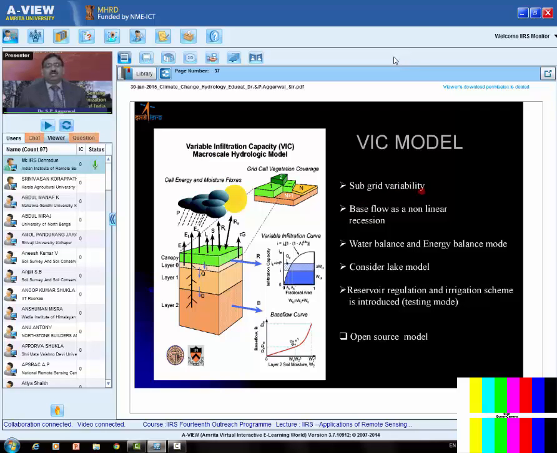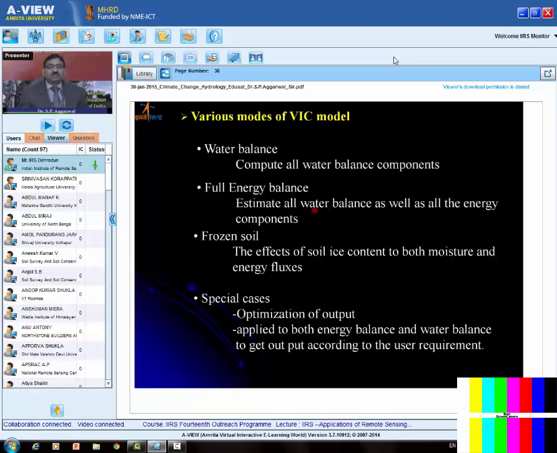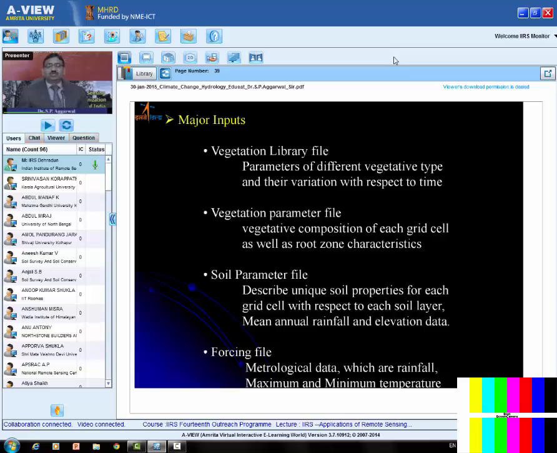So we have used this one model which has all the capabilities whatever I have listed. This is known as the Variable Infiltration Capacity model. It considers subgrid variability. It also estimates base flow, which is required for any change. Water balance is there, even energy balance is there. So for future climate change, any change in energy exchange, it will give the information how snow will change and how rainfall will change. So this is open source. Now, there are various modes. For water balance, it computes all water balance components. Other modes are also available, but I am talking about water balance currently.